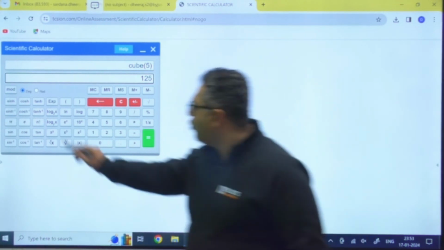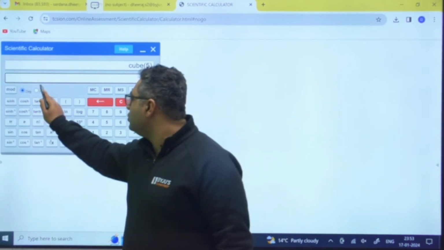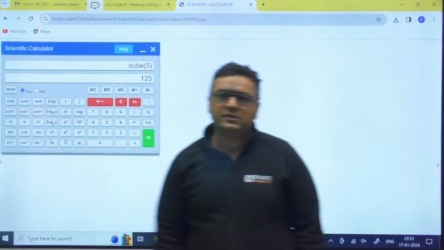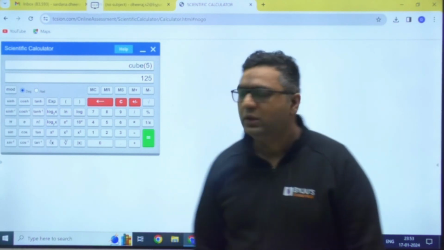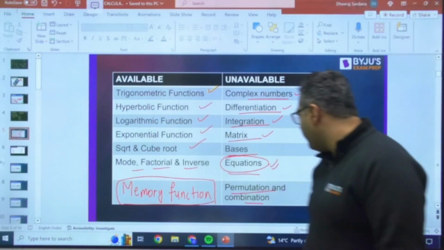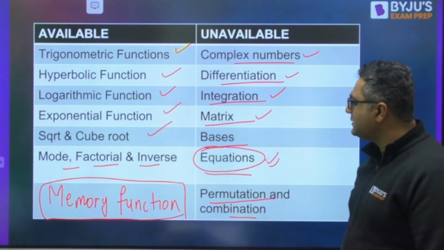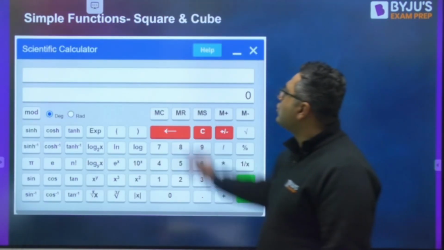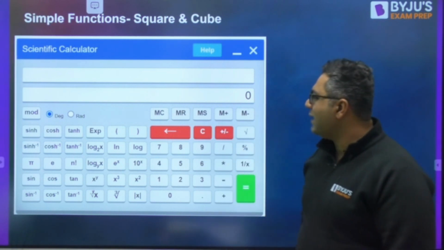And yes, if you want to work in radians, you can go for the radian feature. If you want to go for degrees, you can go for degrees. That function is also there with you. So now my dear, I will go to the PPT again and maximize this. After this, this is the calculator and you can see square, cube. I have already told you how to do that.